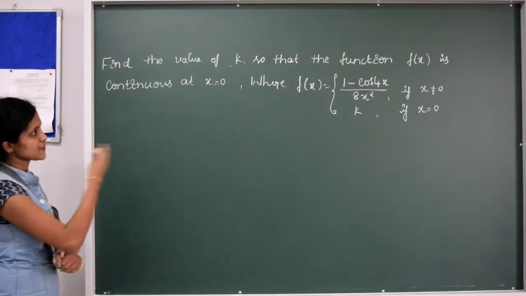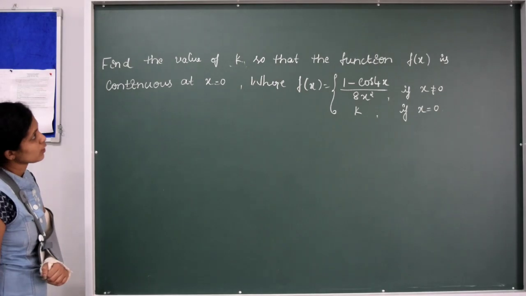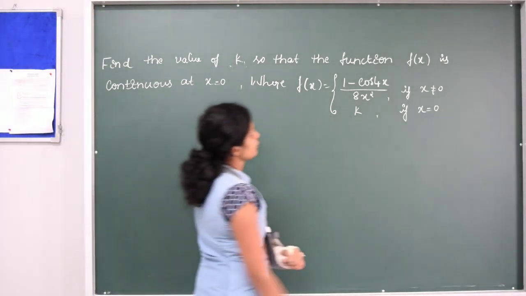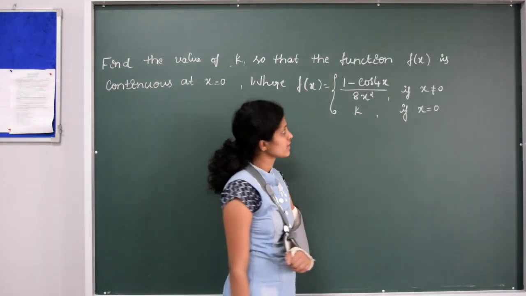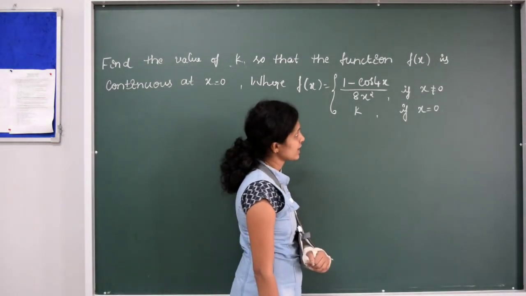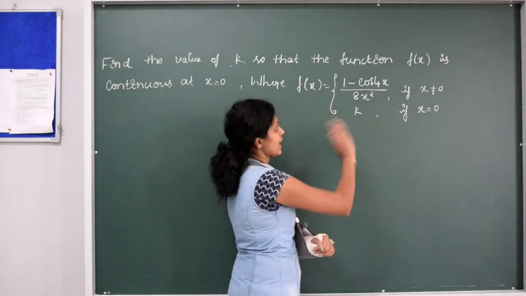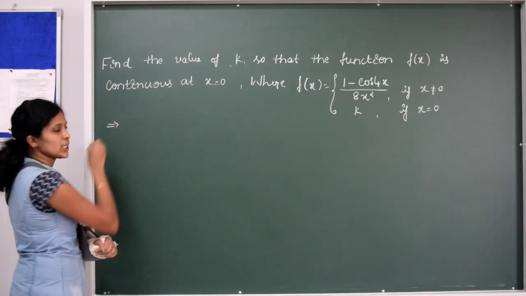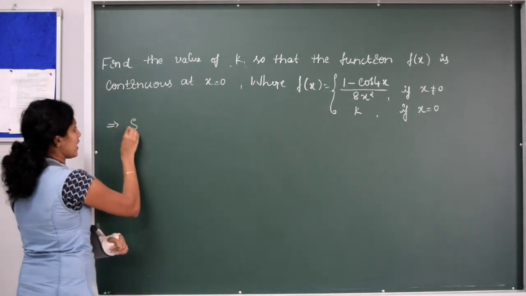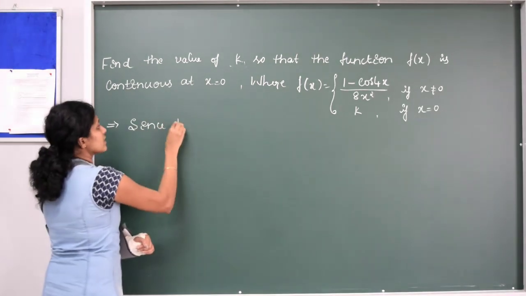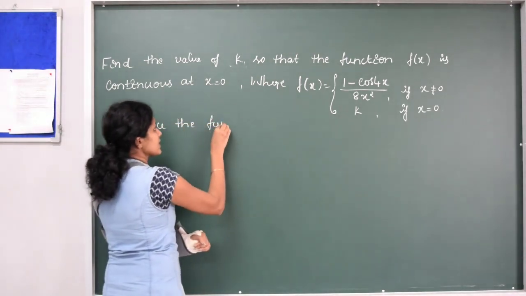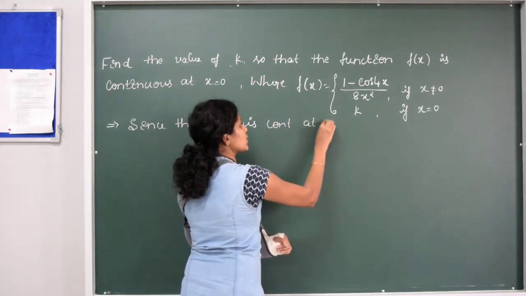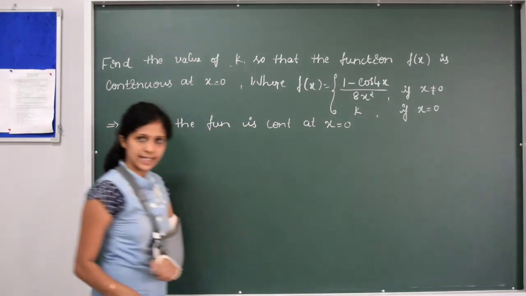So the next problem is based on continuity. Find the value of k so that the function f of x is continuous at x is equal to 0, where f of x is equal to 1 minus cos 4x divided by 8x square if the value of x is not equal to 0, and constant k if the value of x is equal to 0. What is given? The function is continuous at x is equal to 0.